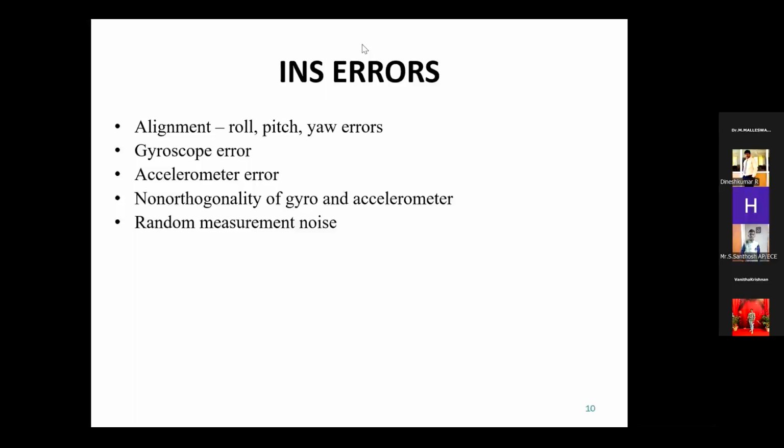Similarly, when you go for a sensor-based measurement, the setting of your sensors in the initial phase and some maintenance introduce some noise randomly during the time of measuring. That is called random measurement noise. So these are the errors we also have in INS.